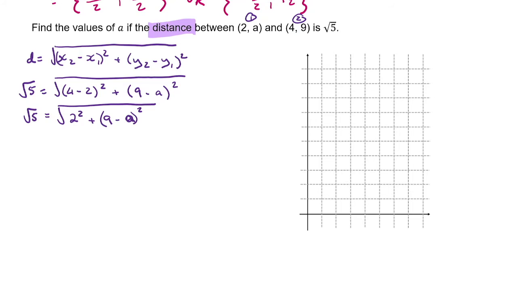Alright, if we get rid of those square root signs, so we square everything, we get 5 equals 4 plus 9 minus a all squared. Now what we can do is we can do a little bit of algebra and take that 4 away from both sides. Gives me 1 equals 9 minus a all squared. Now I can find the square root of these numbers quite easily.